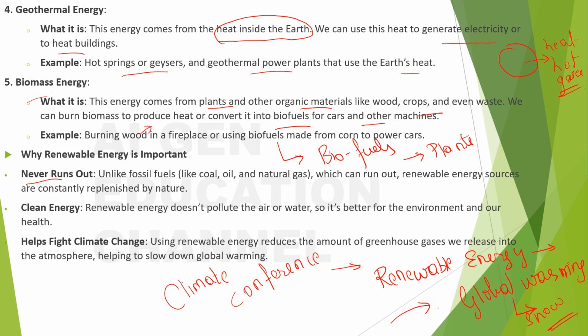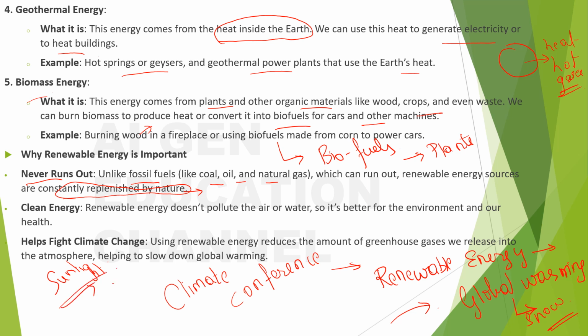It never runs out. Unlike fossil fuels, what are fossil fuels? Coal, oil, and natural gas, which can run out. Renewable energy sources are constantly replenished. It means they are renewable, right? They just keep on coming. See, the sunlight is never ending. Every morning it starts coming, and there will always be wind.